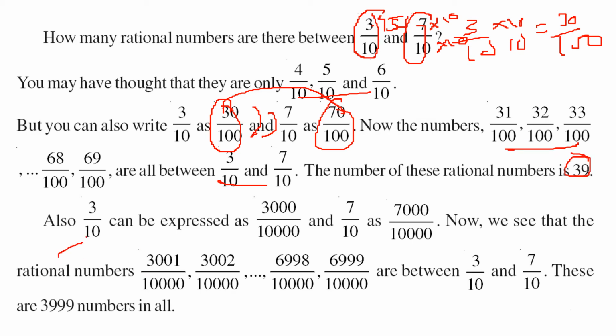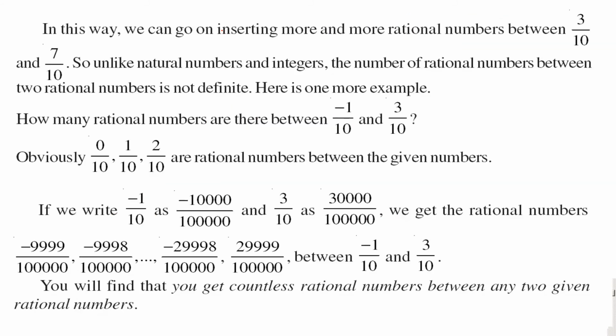Now 3 by 10 can be expressed by multiplying numerator and denominator by 100. Similarly multiply numerator and denominator by 100 in the other case. So we have 3000 and 7000. All the numbers starting from 3001 till 6999 will lie between these. So there are numerous numbers, and we can go on and on inserting more and more rational numbers between these two. So unlike natural numbers and integers, rational numbers have various numbers in between, but they are not definite.